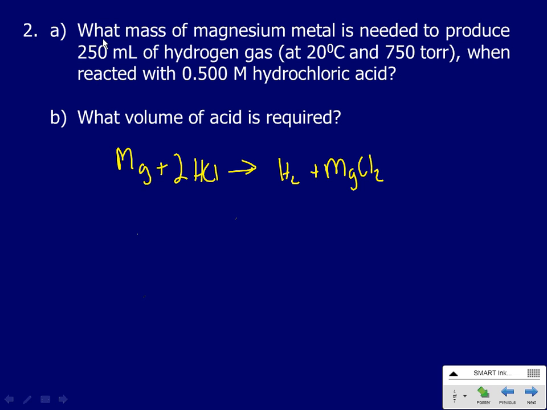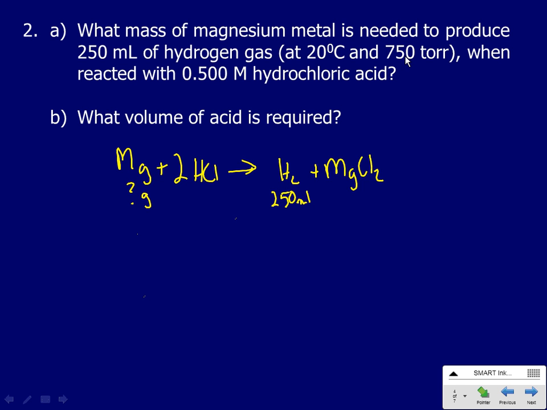Let's put our information down. What mass of magnesium metal is needed? Question mark grams is what we're looking for. We are producing 250 milliliters of hydrogen gas. So 250 milliliters. And it says here that it's at 20 degrees Celsius and 750 torr. And that is definitely not STP or SATP.